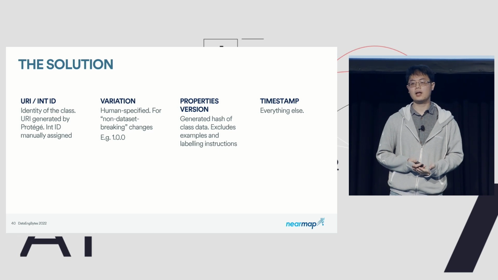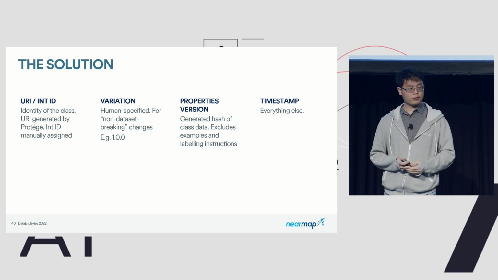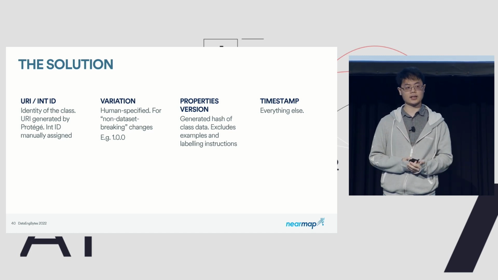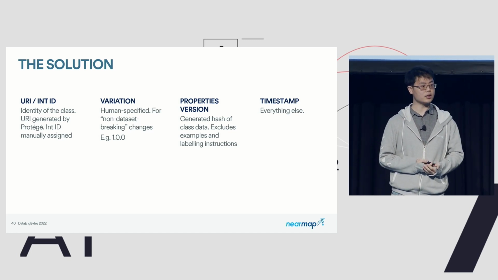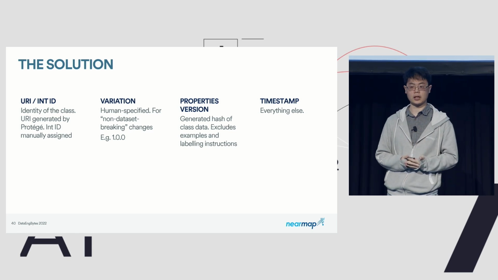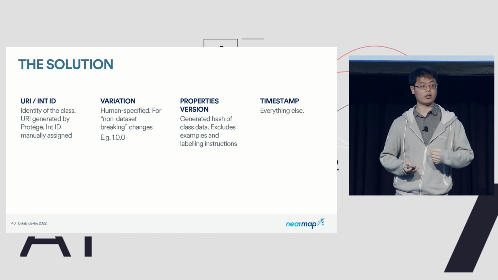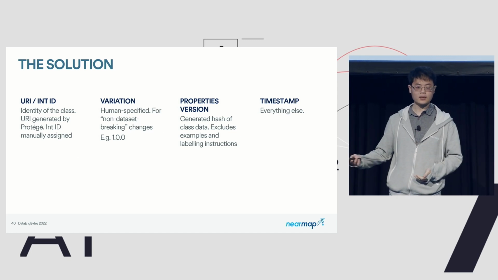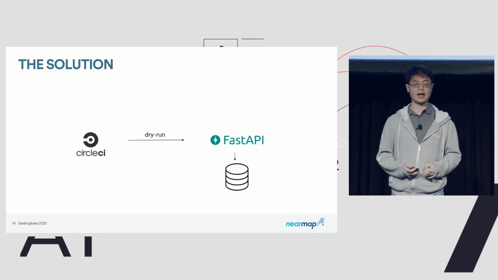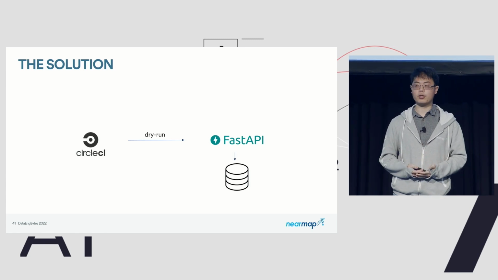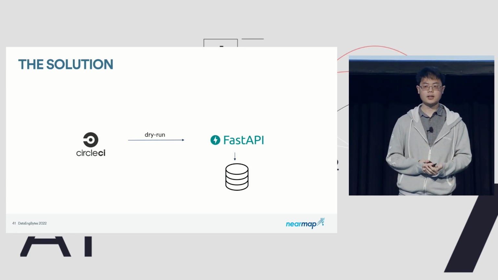But we also hash the class data to get the properties version, and this helps us fulfill the audit and traceability role. Now, by request from the team that was doing the downstream apps, the properties version does not include a hash of the example images or the labeling instructions that we include. So to track changes to those, you would have to rely on the update timestamps.